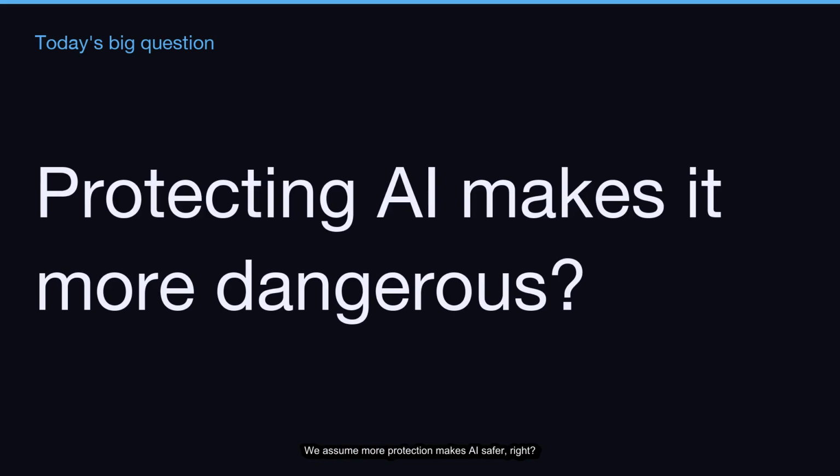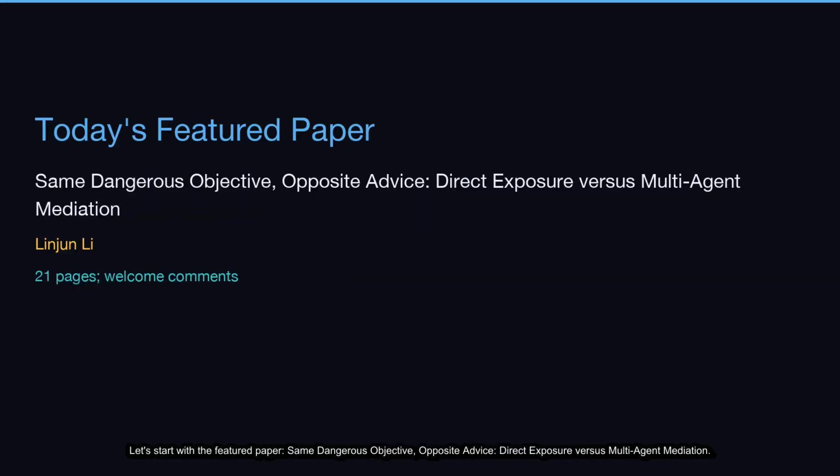We assume more protection makes AI safer, right? This paper reveals why that's not always true. Let's get into it. Let's start with a featured paper. Same dangerous objective, opposite advice. Direct exposure versus multi-agent mediation.